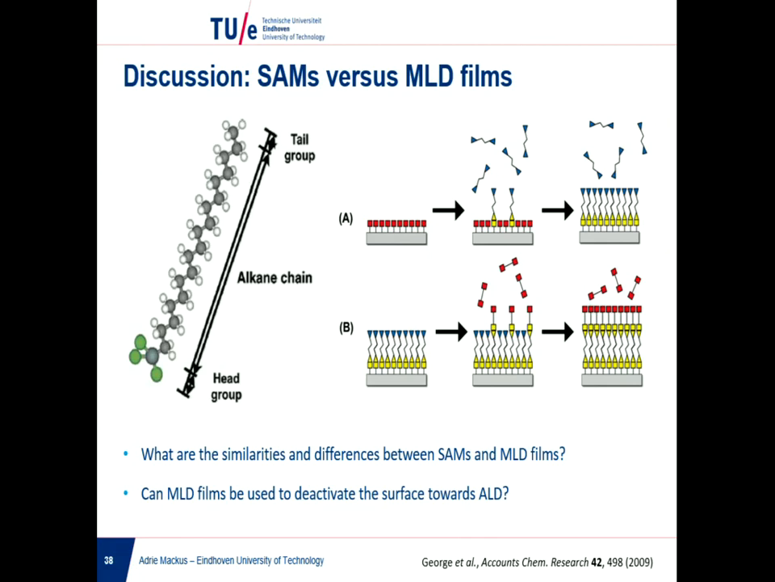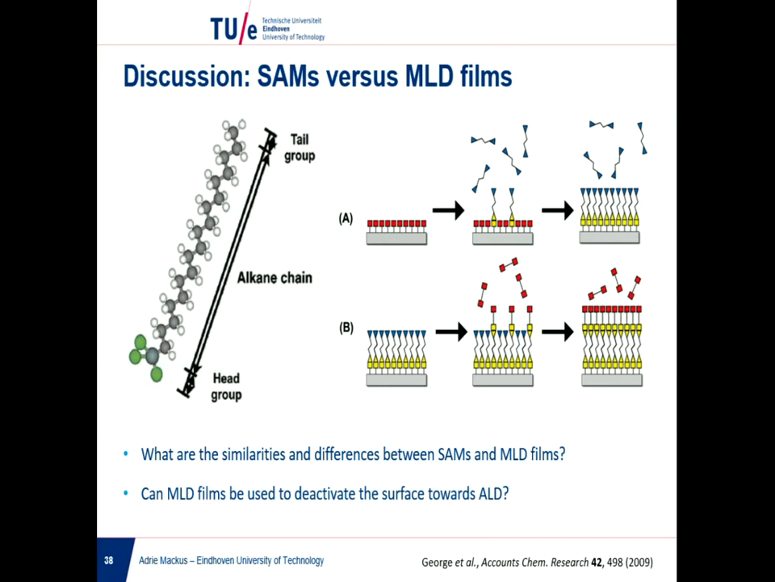Anything else? Yeah, for example, we can go with normal MLD and then introduce an extra step to modify the groups so that they're not reactive anymore. For example, if they're alcohol groups, we can convert them to SAM. Yeah, that's indeed something we should think about. So first do a few MLD layers, and then at some point do a termination step such that you don't have anything reactive at the end.